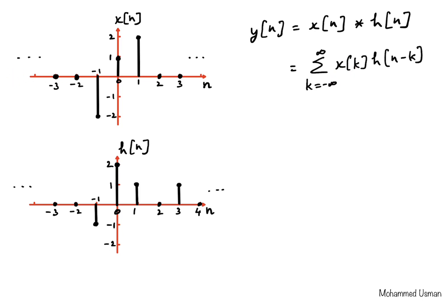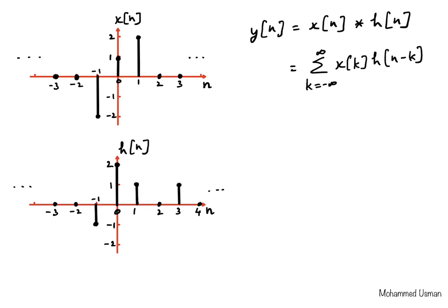What we see is that for k below -2, x is 0. So x of -3 into h of n minus -3 will be h of n plus 3, right? When k equals -2, we get x of -2, which is this point, into h of n minus -2, which becomes h of n plus 2. When k equals -1, we get x of -1 into h of n plus 1. When k equals 0, we get x of 0 into h of n minus 0, which is h of n, which is basically this.